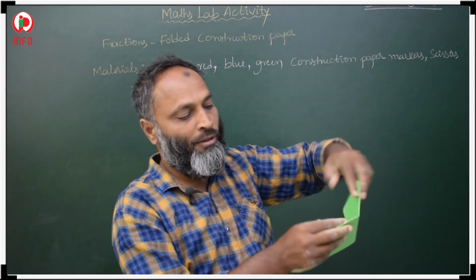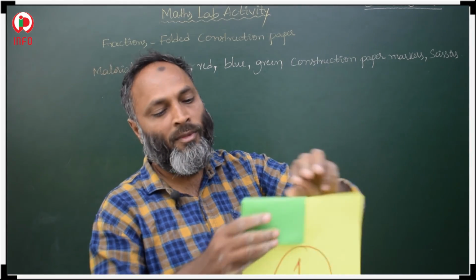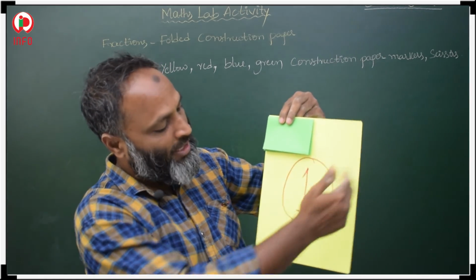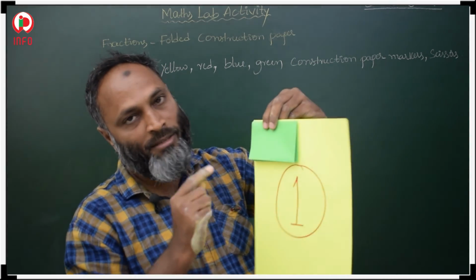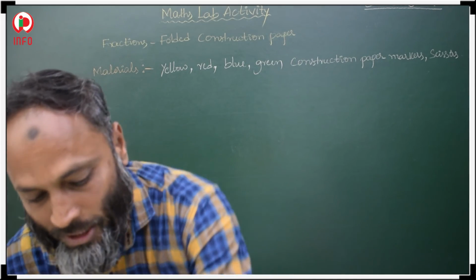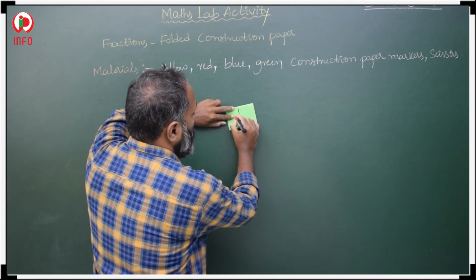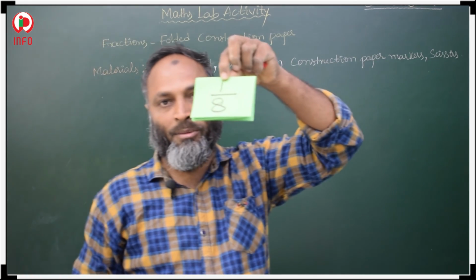8 parts. If you fold 3 times and keep them on your yellow sheet, how many 1 by 8s make one complete? 8 1 by 8s make 1. So this is 1 by 8. Write 1 by 8 on the paper.